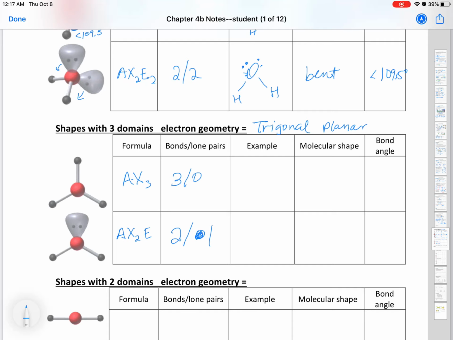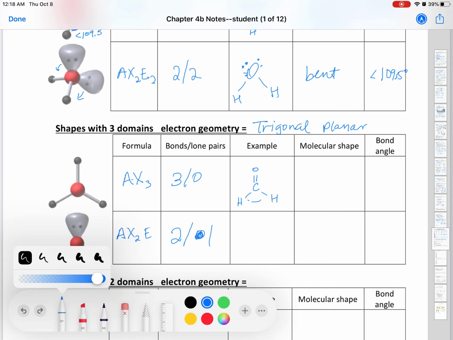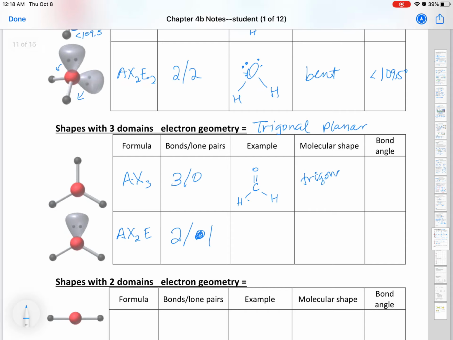All right, an example of the first one would be, I think we drew this one out before, I can't remember. So this carbon has 3 bonding domains. It has 4 bonds, but only in 3 different directions, so it still has 3 bonding domains. This shape is called trigonal planar, and the bond angle that we see here is 120 degrees. So this is actually a molecule that is in 2 dimensions. It's all on 1 plane.